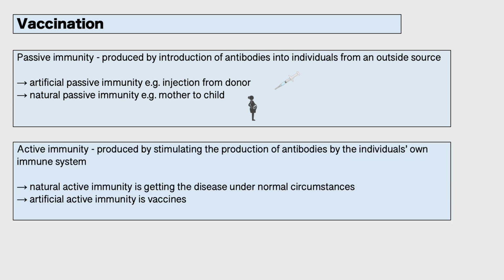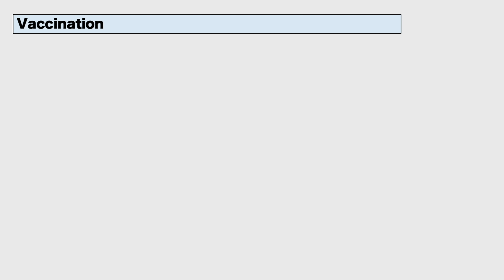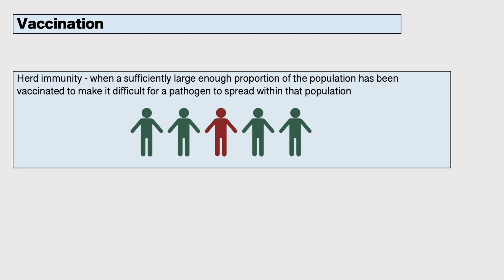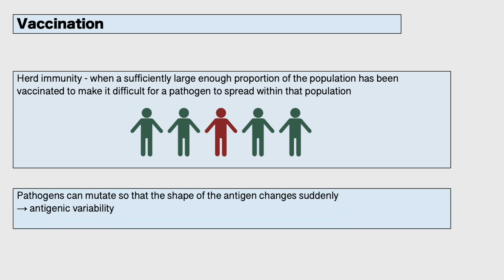Active immunity is produced by stimulating the production of antibodies by the individual's own immune system. Natural active immunity is getting the disease under normal circumstances, and artificial active immunity is vaccines, because a dead or inactive form of the pathogen is injected inside of you. From active immunity can come herd immunity, which is when a sufficiently large enough proportion of the population has been vaccinated to make it difficult for a pathogen to spread within that population. Pathogens can mutate so that the shape of the antigen changes suddenly, and this leads to antigenic variability.